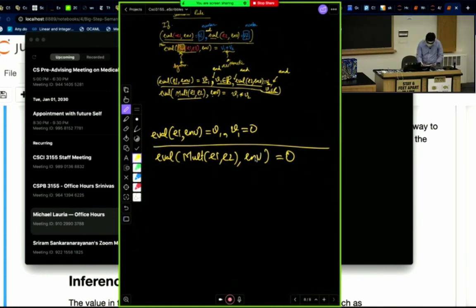Okay, I could have also said V1 is a number, but when I say V1 is 0, it already means V1 is a number. So I don't need to say redundantly that V1 is a number. It's a 0 for now.